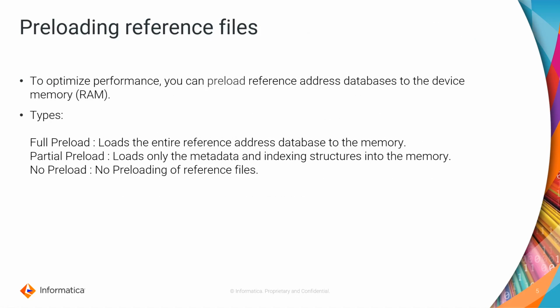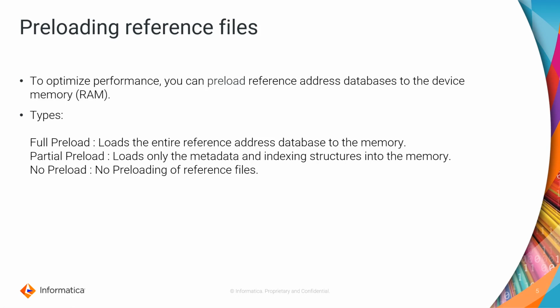Here we will discuss more details about preloading reference files. The process of preloading is done to optimize the performance of the AV transformation. The option of preloading is used to cache the contents of the reference file into the memory so that the processing is faster. There are three types of preloading options. The first one is full preload. In the full preload, the entire content of the reference data is loaded into the memory. So the full preload option is the option in which the performance of the AV engine is the fastest.